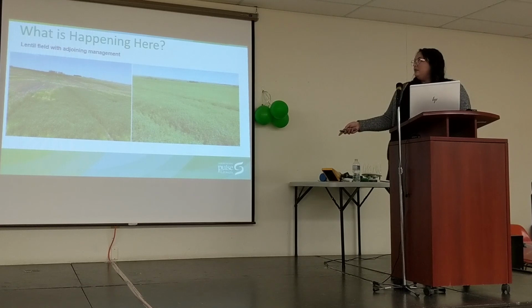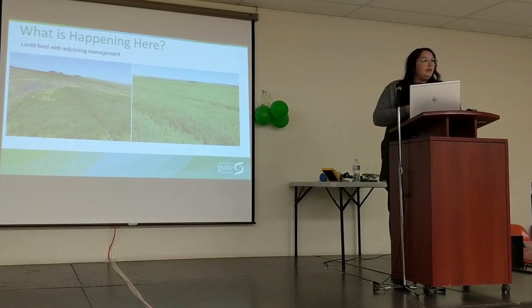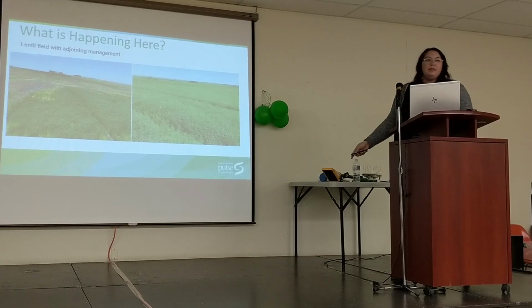So what are we seeing here? This is a lentil field, or two lentil fields side by side, that were farmed separately and then put together as a half section. Does anyone know the difference?